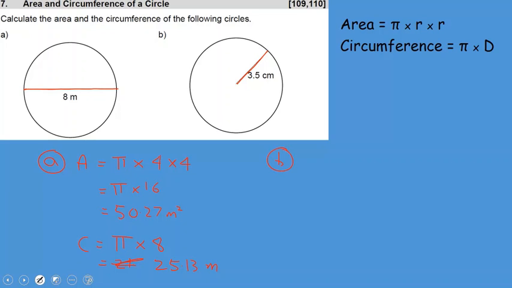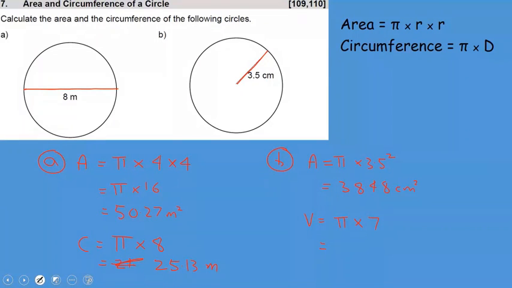Right, so let's have a look at B. Same thing, we've got area is equal to pi times 3.5 squared. So using my calculator, I get an answer to 2 decimal places of 38.48. And we've got lengths in centimeters, so our area is centimeters squared. And then for circumference, we've got pi times the diameter, so that's 2 times the radius, so 2 times 3.5 is obviously 7.